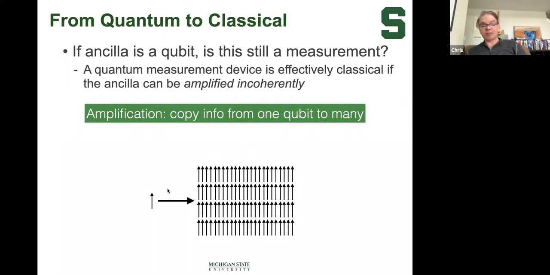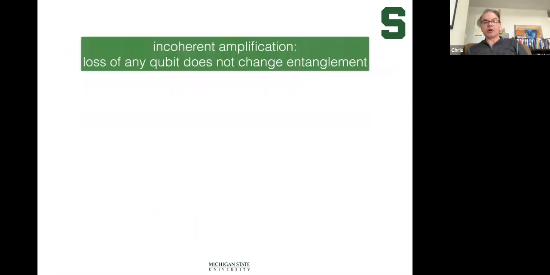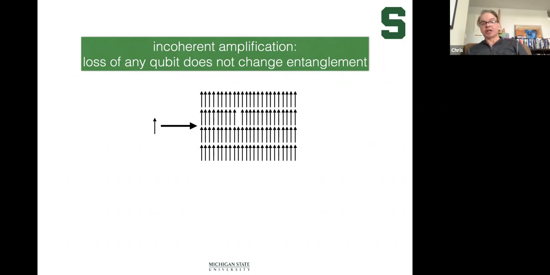So basically here, that's what I mean, right? If this can be done without changing any of the entanglement properties of the system, then that's what we call a quantum measurement. There are cases where this cannot be done, and I will talk about these cases. These are very important cases. All right. So incoherent amplification means loss of any qubit does not change the entanglement. So in other words, if this happens, your measurement device doesn't suddenly change. Everything still looks the same.